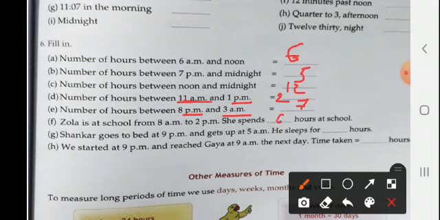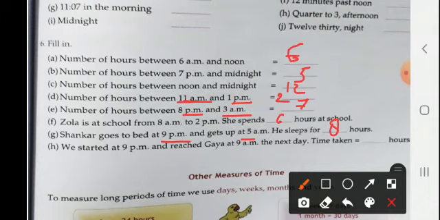Then again G part. Shankar goes to bed at 9 p.m. and gets up at 5 a.m. He sleeps for dash hours. How many hours does he take to sleep? So 9 to 5 a.m.: 10, 11, 12, 1, 2, 3, 4, 5. I am getting 8. Same thing you are getting now? Yes, 8.